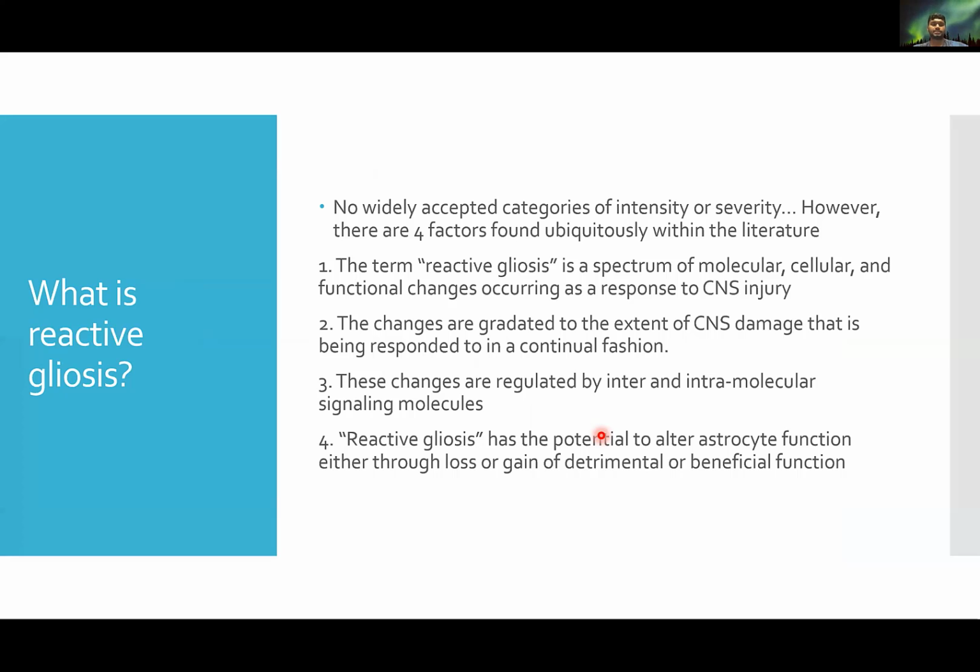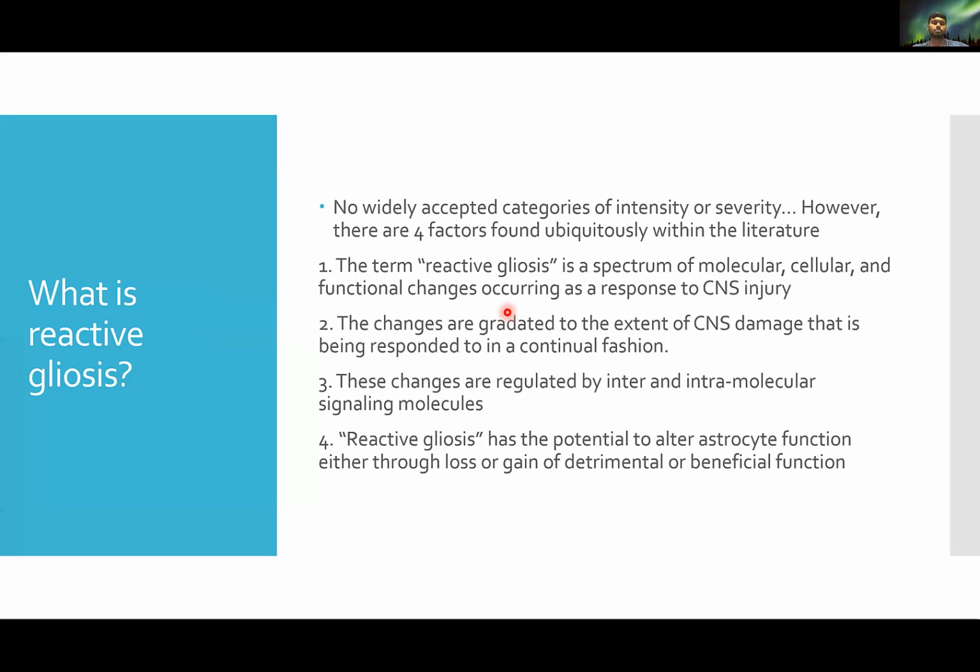Now, reactive gliosis is very interesting because there's no widely accepted categorization of what reactive gliosis is when it starts. However, I've come up with 4 factors that I found ubiquitously within the literature that can really help you get a glimpse of what it is, and we'll build off of this and talk more about it. So there are 4 factors that I want to talk about.